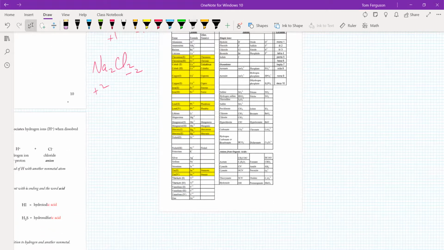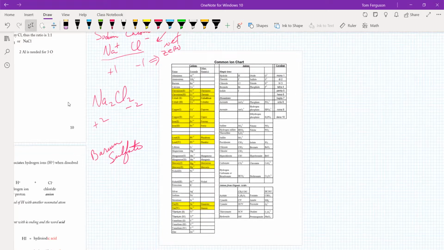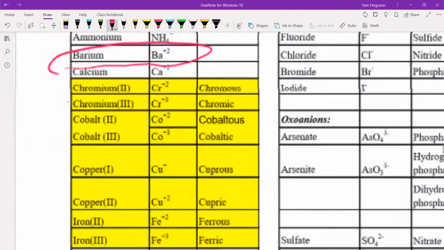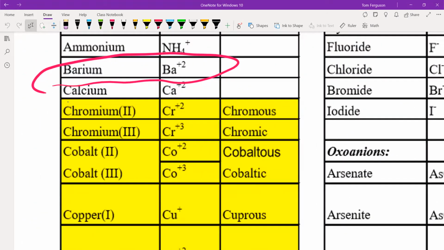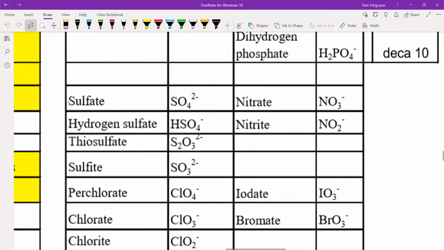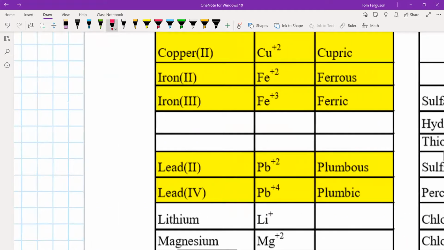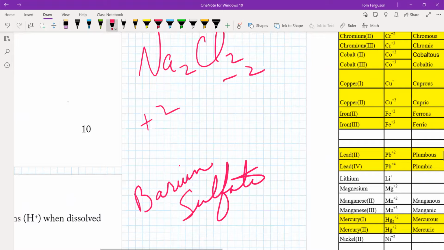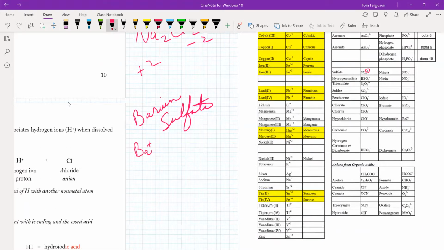Okay, so let's look at another one. Let's look at barium and sulfate. Barium is a group 2, it's a +2. Sulfate is a -2. So the formula is pluses, +2 and -2 equal out. So that's barium sulfate.